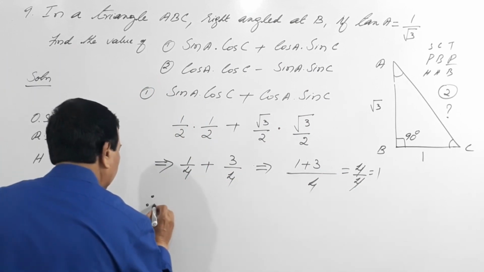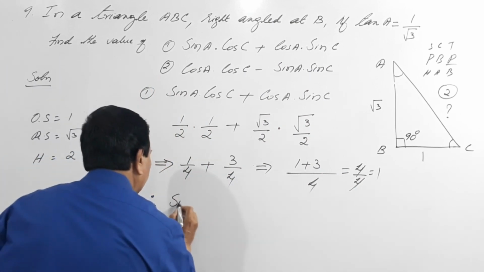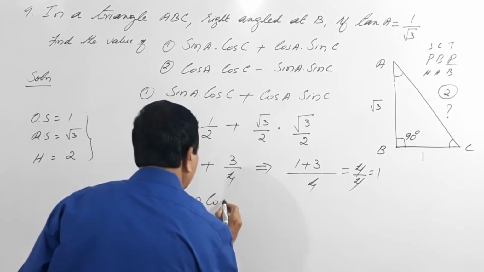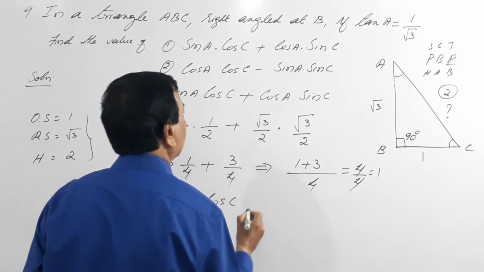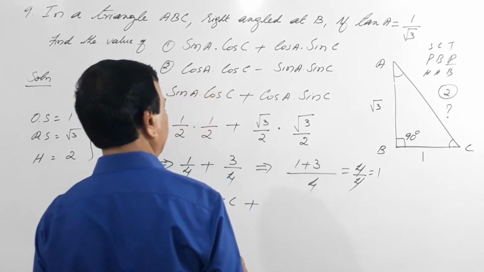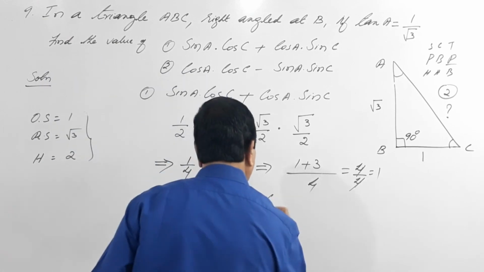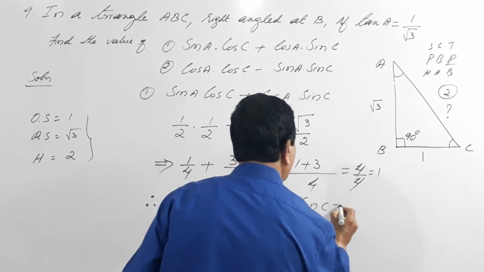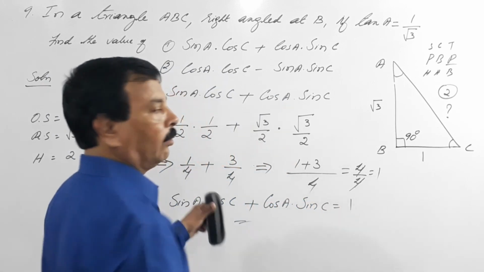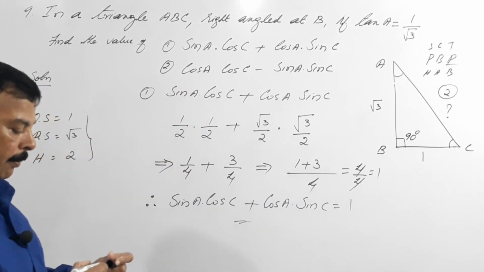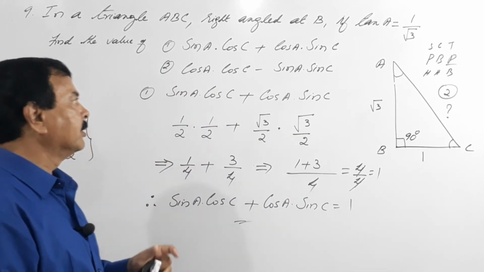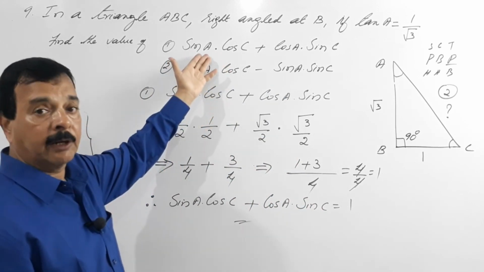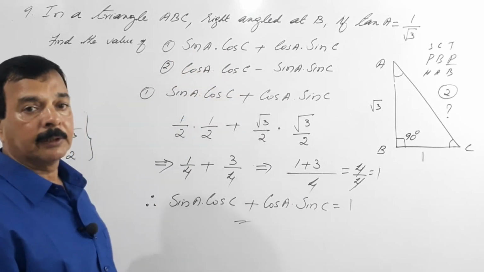Therefore sin A into cos C plus cos A into sin C equals 1. Make a note of this. Very simple problem, I have done it in a very simple way. So this is nothing but sin of A plus B, and similarly cos A cos B minus sin A sin B is cos of A plus B.